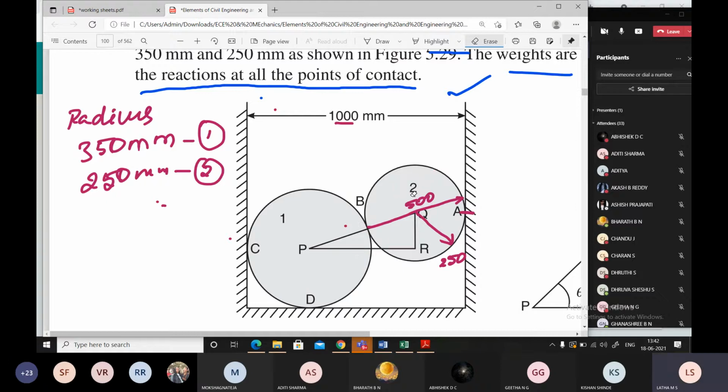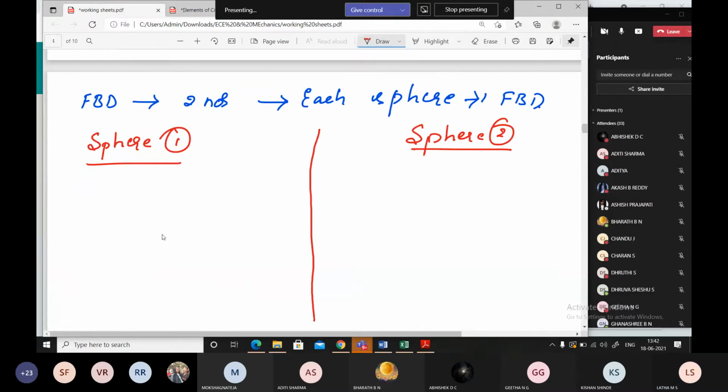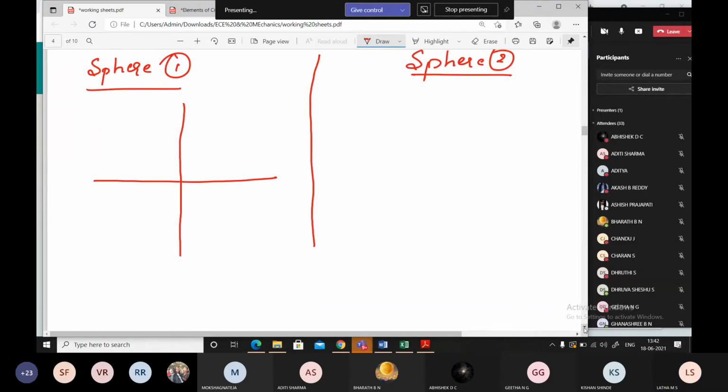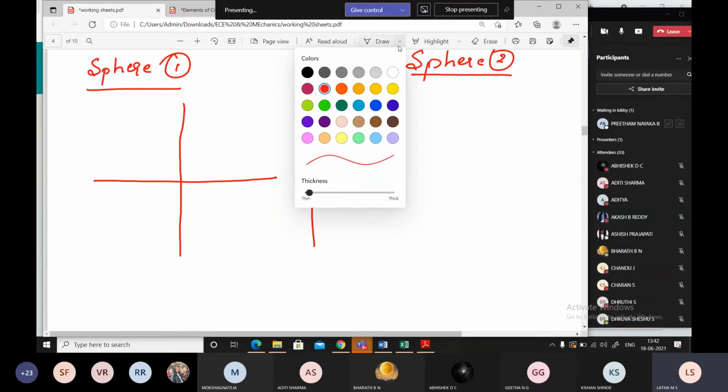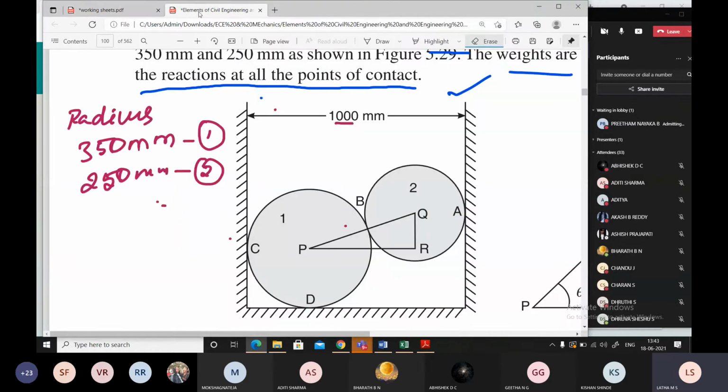Now tell me, students, the free body diagram for sphere 1. Tell me now, everybody. I'll draw the x and y axis. Now tell me, quickly. We don't have much time. Now what should I draw?